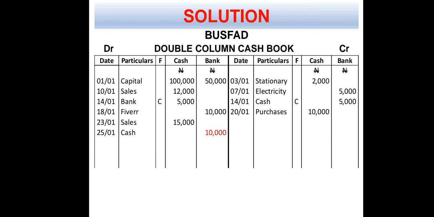You can see it under bank, which means the money entered the bank. So the same entry will also go to the credit side, 25th of January, bank 10,000. Under cash, we credited it, which means cash is going out, 10,000. Under bank, the bank is receiving the money, 10,000, and we put C, just like I said, to indicate the contra entry. So that C stands for contra entry.